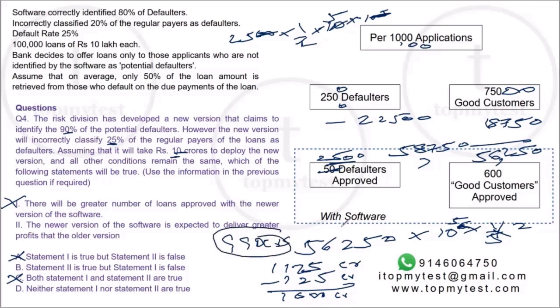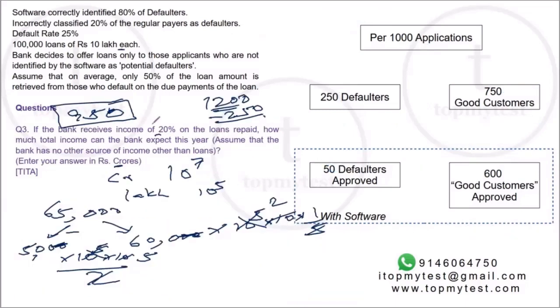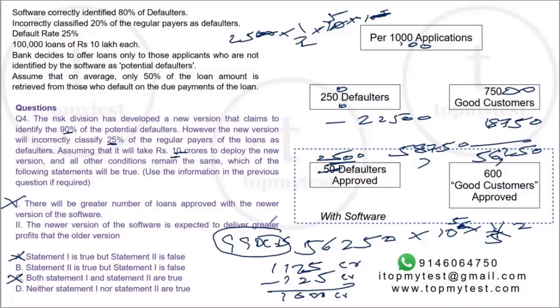So the new software, even after the deployment cost, is going to give you a profit of 990 crores. The old software gave you 950 crores. Obviously, the newer software gives you better profit. So second statement is true. First is false. Second is true. Option B will be your correct choice.